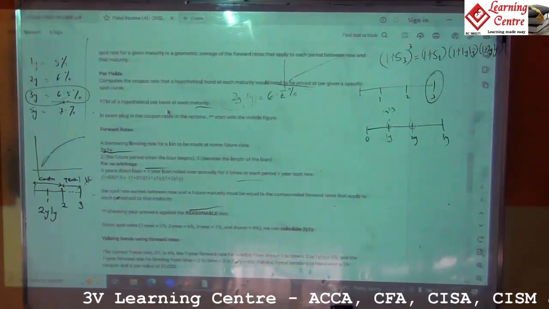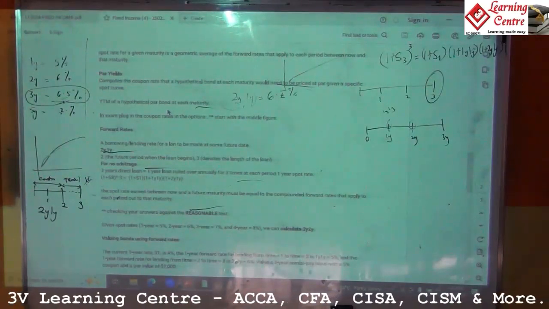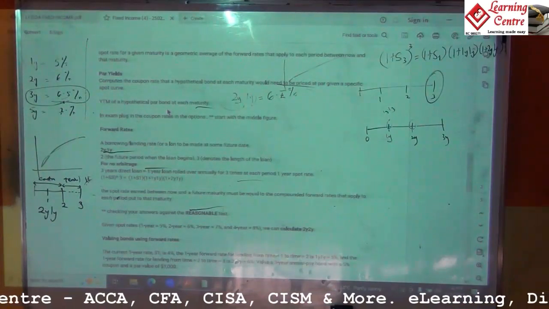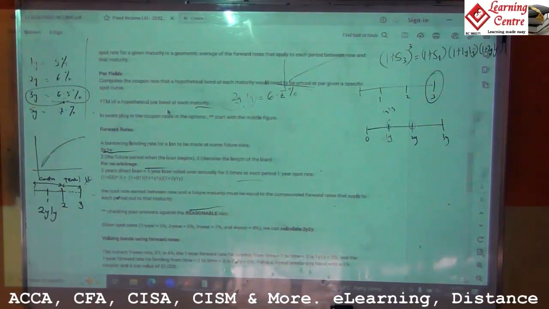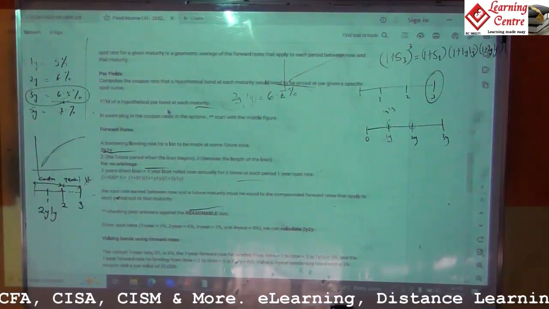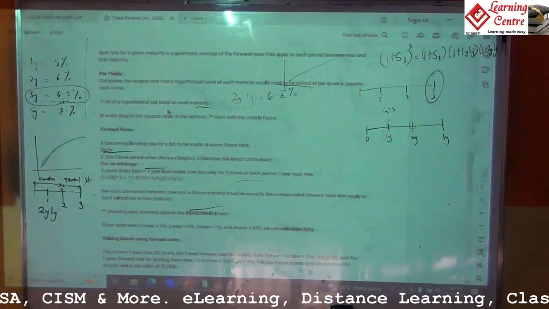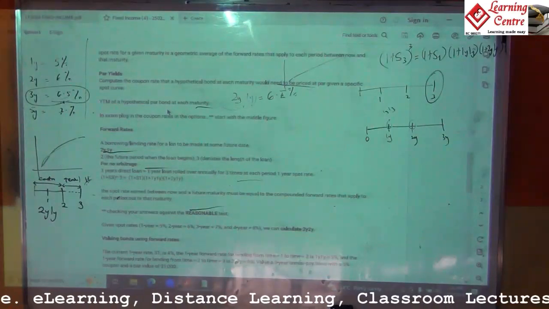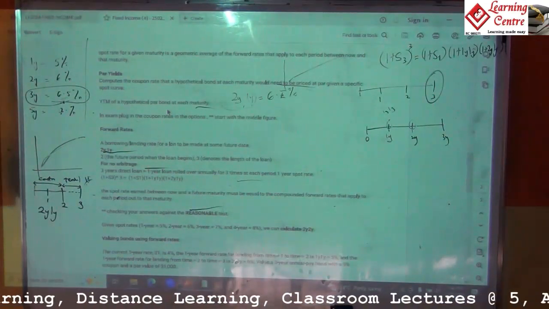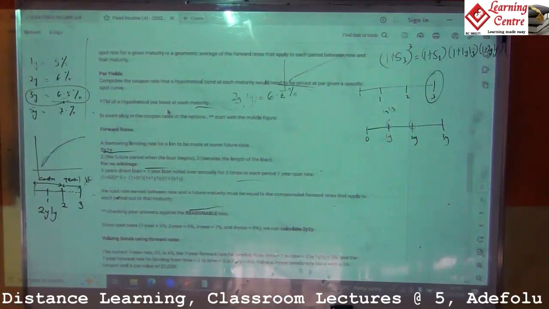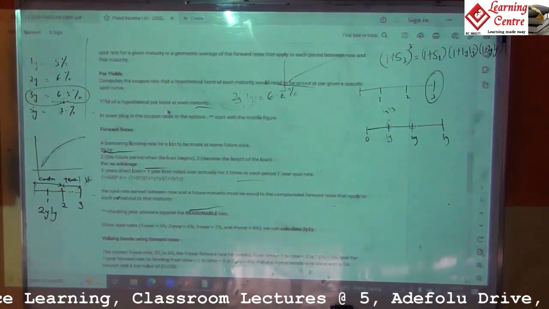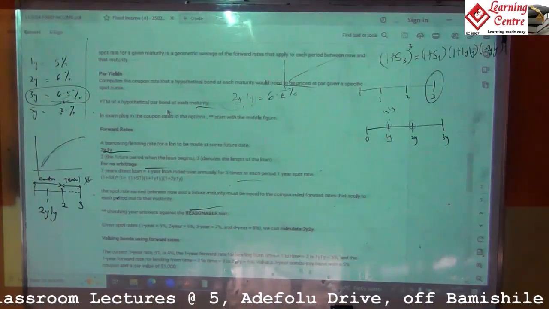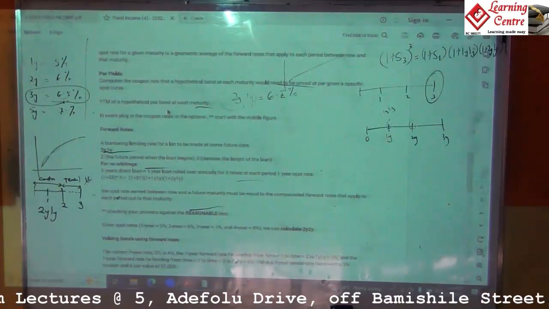That means in the next 1 year, the spot rate for 1 year would have changed. It will no longer be 5%. The spot rate you bring in the next 1 year, I will calculate using this formula. That is the fair price, the rate that you would get in the market.